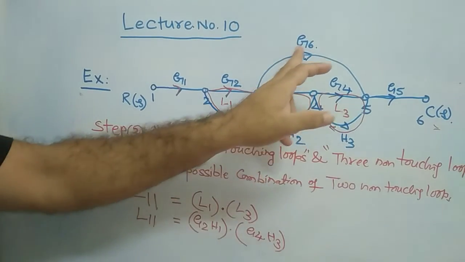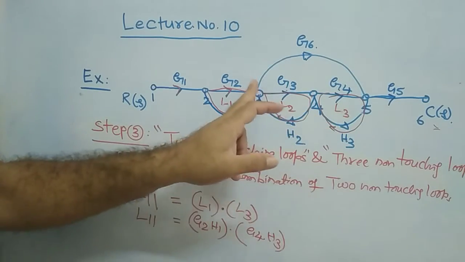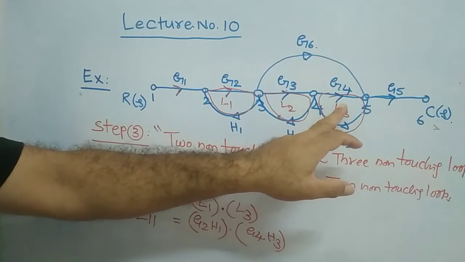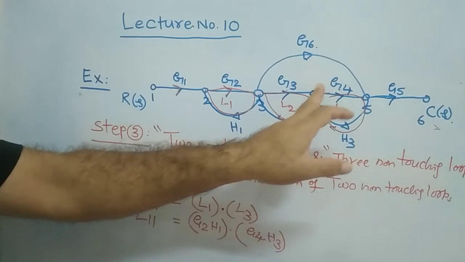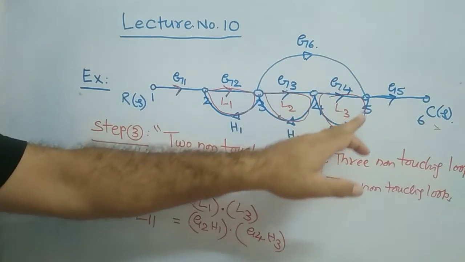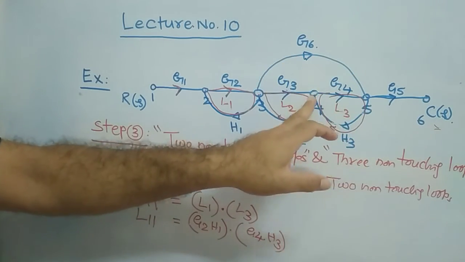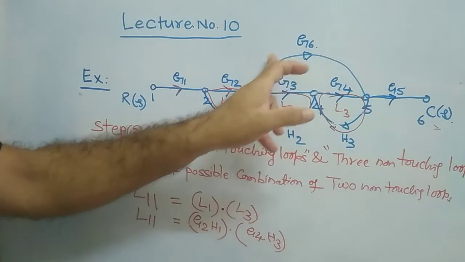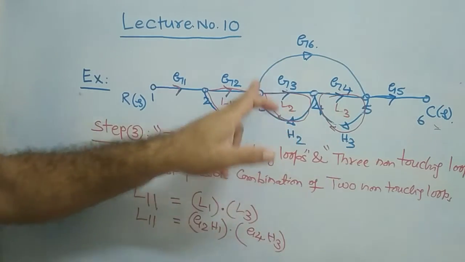Means this is a bigger loop, no? So this bigger loop is touching this internal loop here, these 2 points. This one is touching this loop L3 here. And similarly, this bigger one is nothing but your L4. This is your L4.